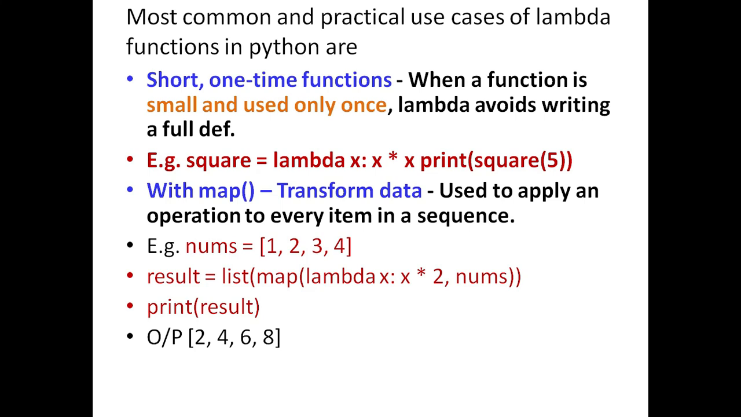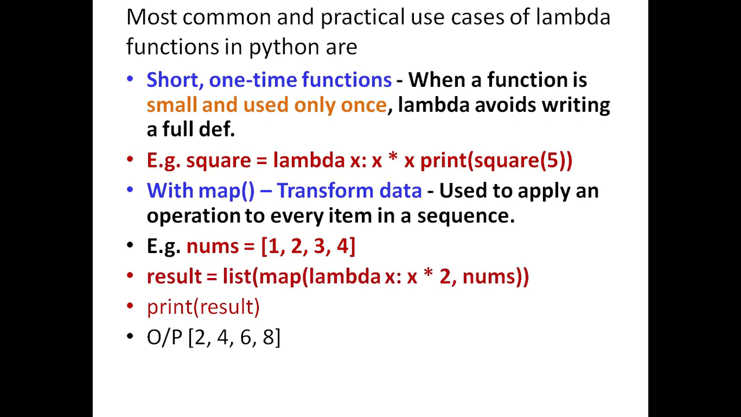We can use it with the map function, which is used to apply an operation to every item in a sequence. For example, we have defined nums with 1, 2, 3, 4, and we'll use a lambda function to multiply each element in the sequence by 2. So result equal to list of map lambda x, with expression x into 2, for nums. And when we print result, it will give the output 2, 4, 6, 8, since we have defined the list as 1, 2, 3, 4. So it will multiply every element in the list by 2.